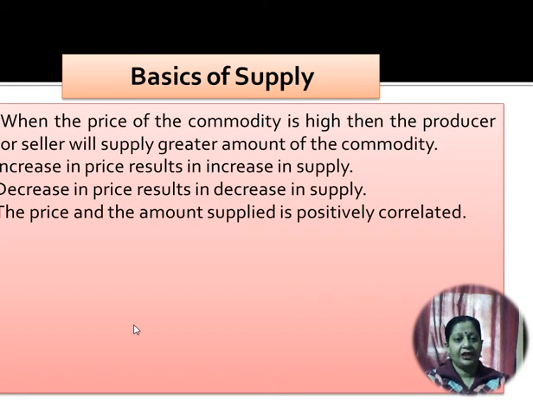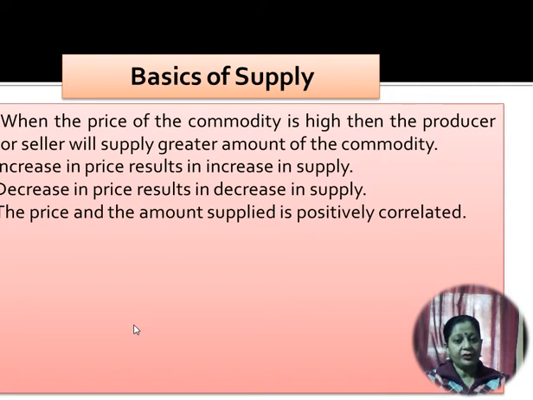Basics of supply: when the price of the commodity is higher, then the producer or seller will supply a greater amount of the commodity. So here, no need to get confused. If we talk about the law of demand, at high prices the customer will purchase fewer goods, and at lower prices the customer will purchase more goods.